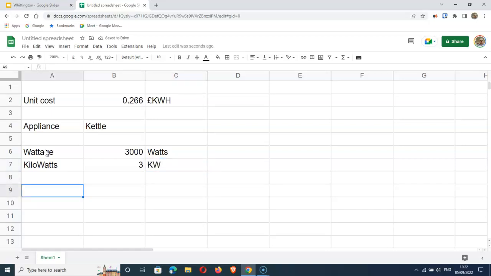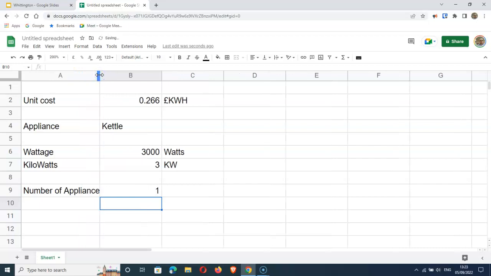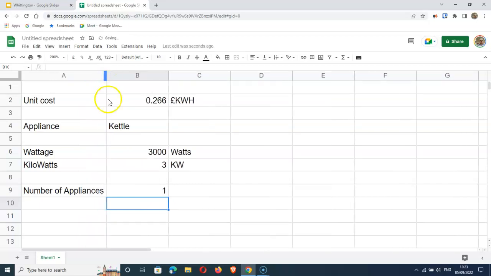The next stage is the number of appliances. Now notice how appliances is actually coming over into this column. Now I can just type in a 1 and it will chop it off. So what I want to do is just to make the column A a bit wider. There we go, so that we can actually see that I've got the 1 kettle.